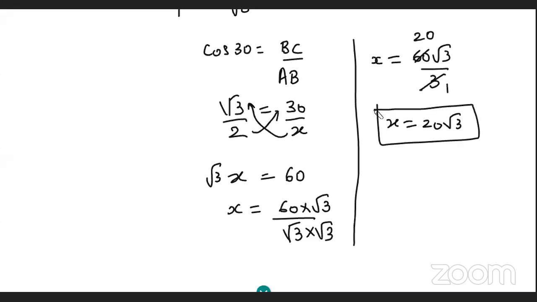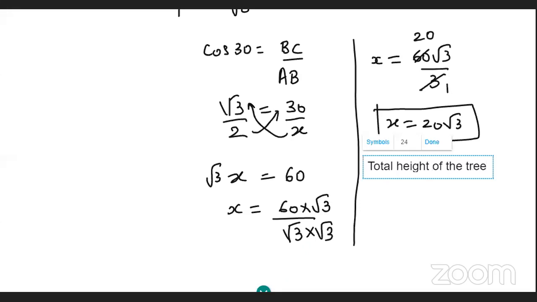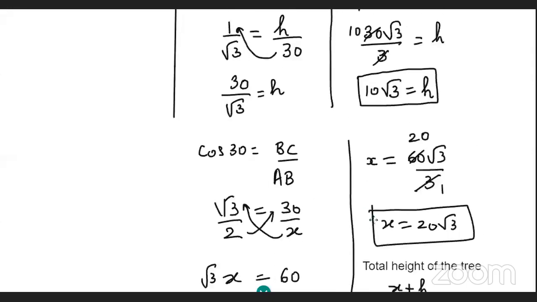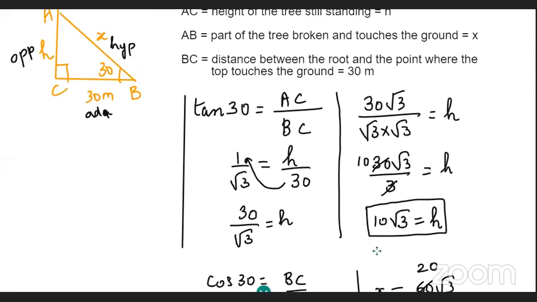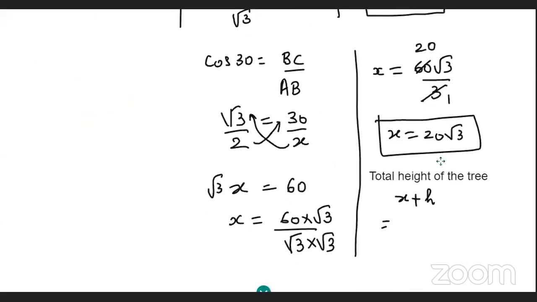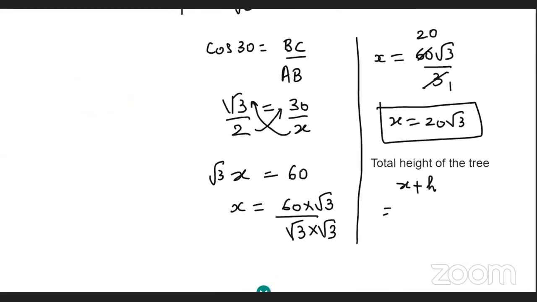Okay. So the total height of the tree is what? X plus H. What is our H? Let's check again. 10 root 3, right? And what is our X? 20 root 3.